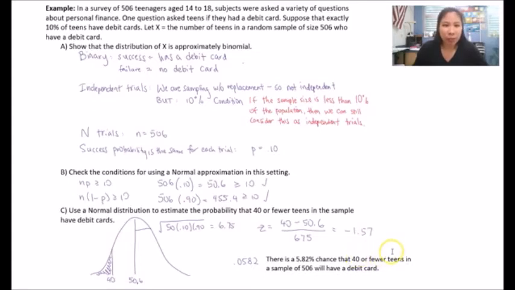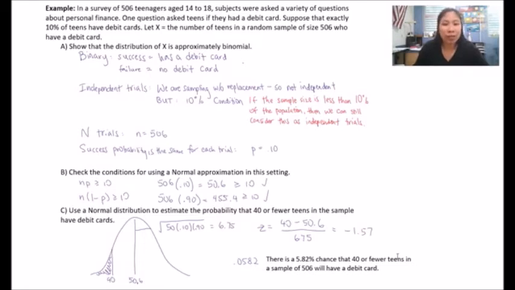So if we did binom CDF of n of 506, p of 0.10, and our x value of 40, you would have gotten 0.06 something. So it's about a 6% chance. You can see that we got almost a 6% chance, and if you were doing binom CDF using the binomial probabilities, it would have been similar.